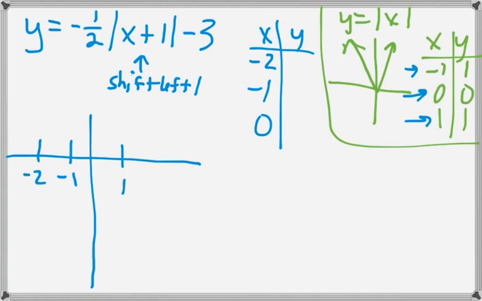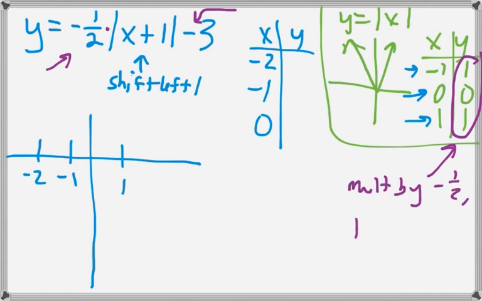Now, everything outside the absolute value affects the y's. So we have a -1/2 times the absolute value, and then we have a subtraction of 3 at the end. So again, you can just do those operations to the y column. Multiply each y value by -1/2, then subtract 3. Make sure you do them in the correct order.